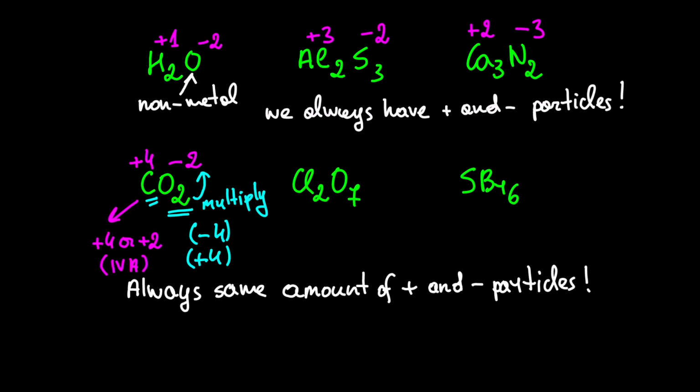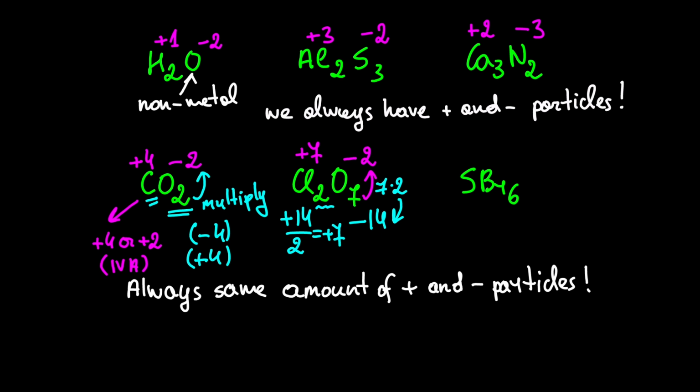Once again, oxygen is -2. We have 7 oxygen atoms, so the overall negative charge is -14. That means that we also must have 14 positive particles. Because we have 2 chlorine atoms in the compound, we divide 14 by 2 and get 7. It is the oxidation state of one chlorine atom in the Cl2O7 molecule.